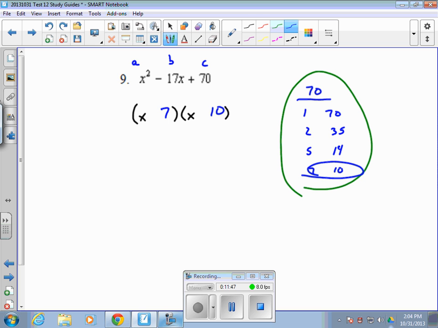Once you have that, you have to decide, do we put plus or minus inside? The sign before the c value, it's plus. That tells you that the signs are going to be the same. The sign in front of the b value, or the second one, tells you that since they were the same, they're both going to be minus. So x minus 7 times x minus 10.